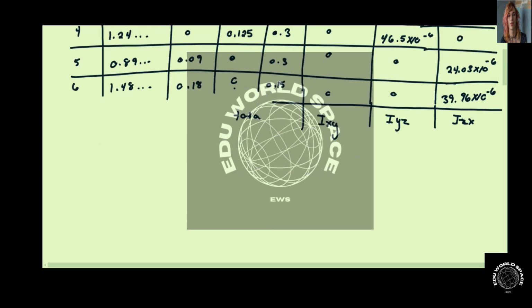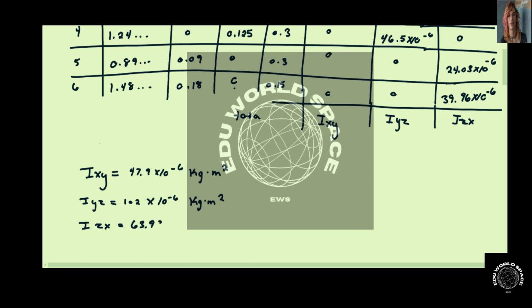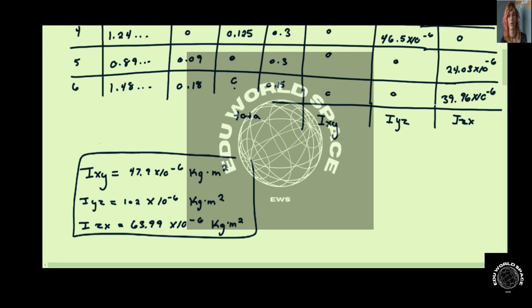Okay. So because of that, we have your Ixy, which is going to be 47.9 times 10 to negative 6 kilograms meters squared. Your Iyz is going to be 102 times 10 to negative 6 kilograms meters squared. Your Izx is going to be 63.99 times 10 to negative 6 kilograms meters squared. Okay, and that's your answer, guys.